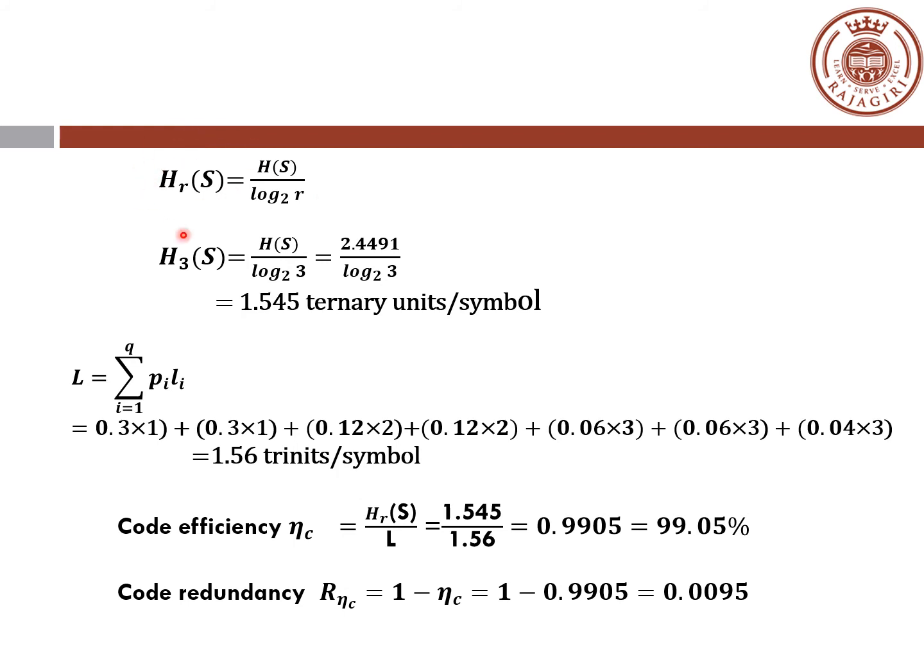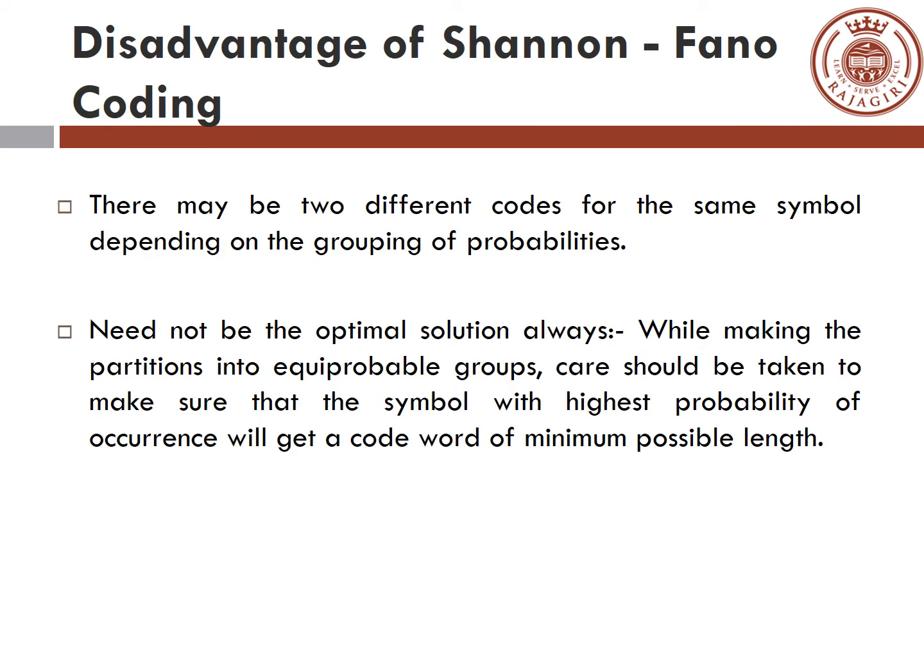And please remember that whenever you are asked to find the entropy of the source, since this is a ternary code, you have to find HR of S. So now let's discuss the disadvantage of Shannon-Fano coding. Now here, there may be two different codes for the same symbol depending on the grouping of the probabilities.